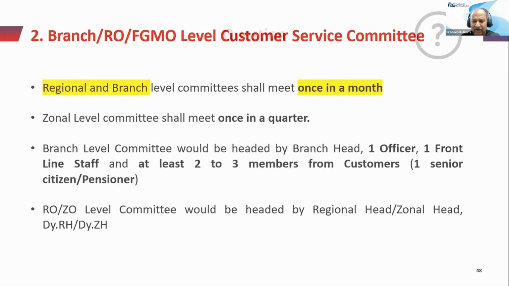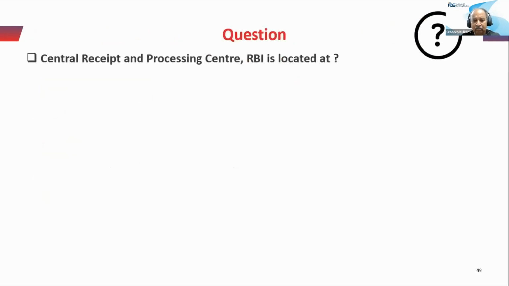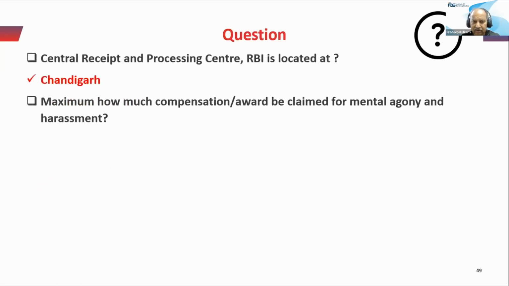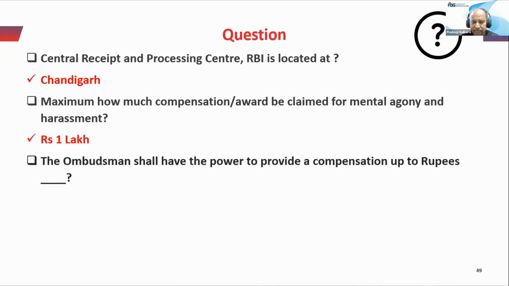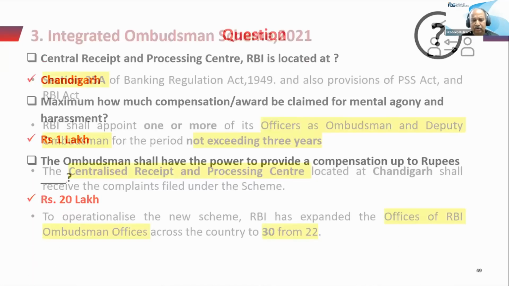Who are all the members? I don't think that is important. An exam question came: Central Receipt and Processing Center is located at Chandigarh. And what is the maximum compensation that can be awarded for mental agony? 1 lakh. The ombudsman shall have the power to provide compensation up to rupees 20 lakhs.